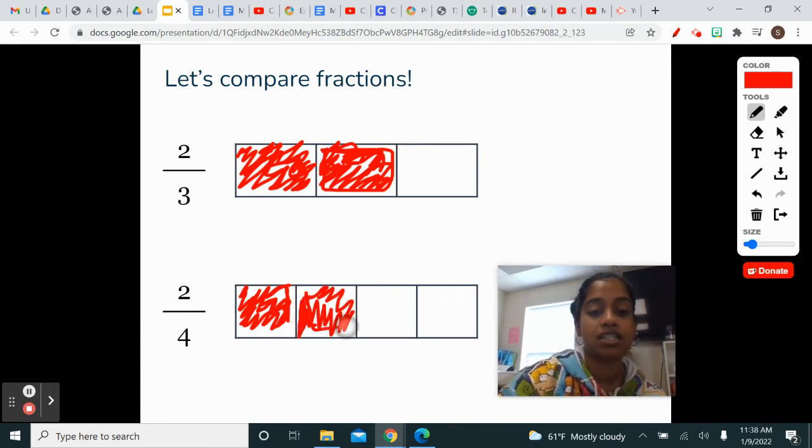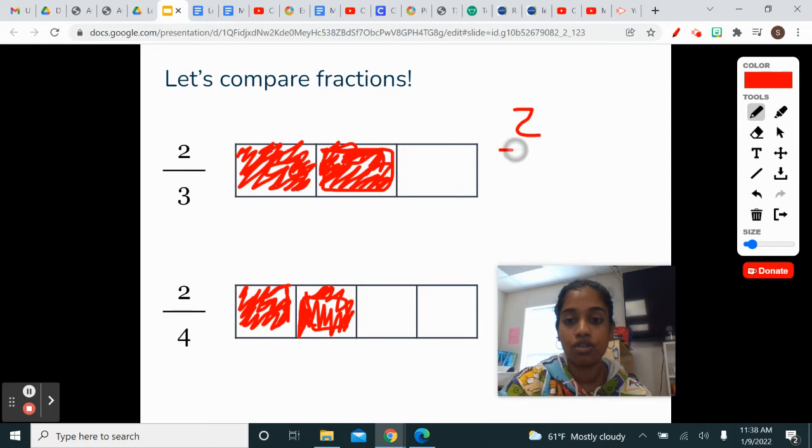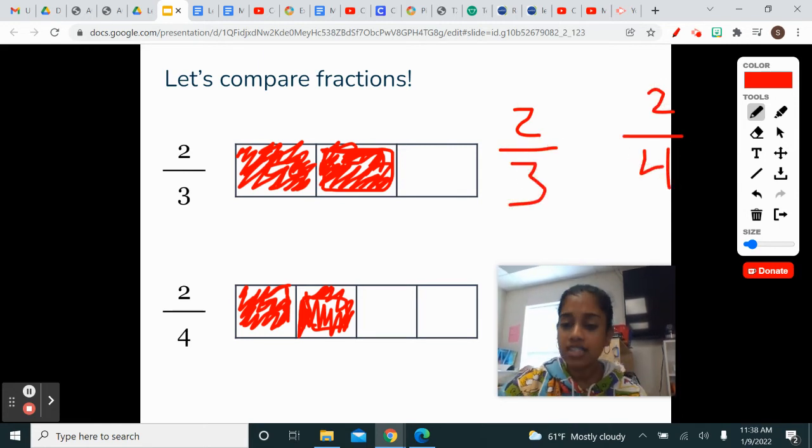All right, perfect. So now I'm going to go ahead and have you do the same thing. I'm going to write this right here. I have 2/3 and 2/4. Pause the video and see if you can figure out which one is greater than and which one is less than, okay? And finish your comparison statement and then come back when you're done. All right, go ahead, pause your video. I'll see you in a little bit.